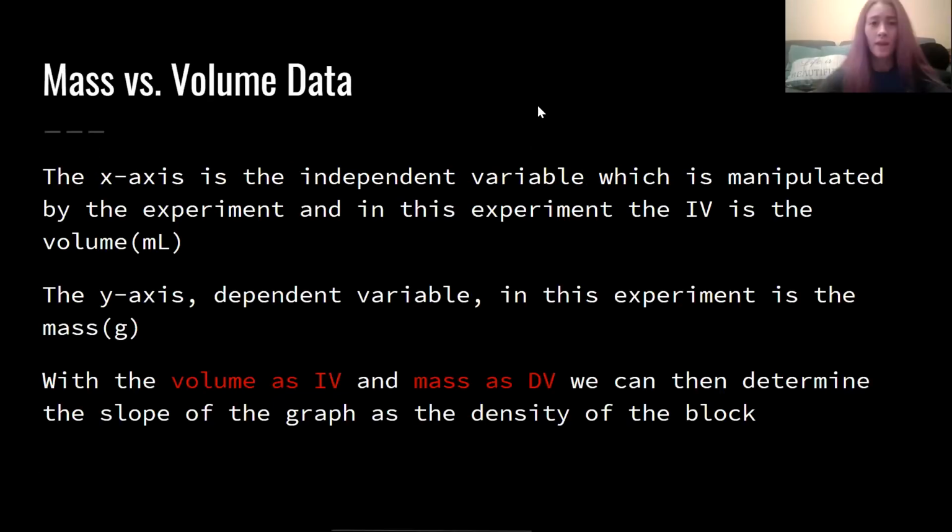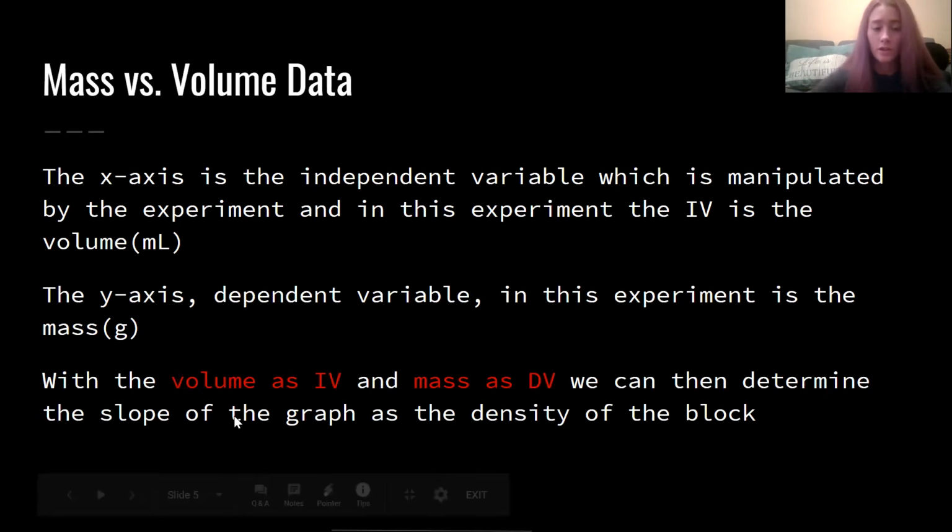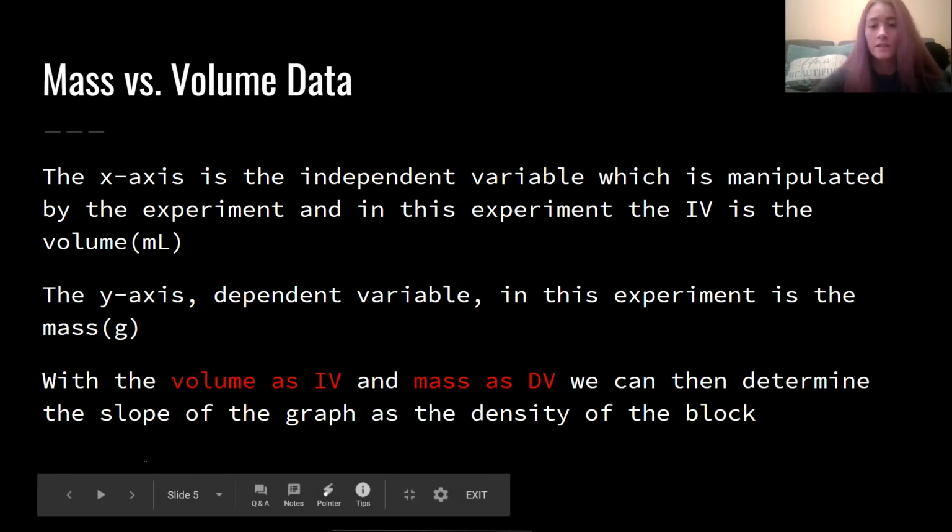I did the mass versus volume data. To figure out which one was the X and Y axis, the X axis is the independent variable, which is manipulated by the experiment. In this experiment, that would be the volume, making the Y axis mass. With the volume as the independent variable and the mass as the dependent variable, we can then determine the slope of the graph as the density of the block.